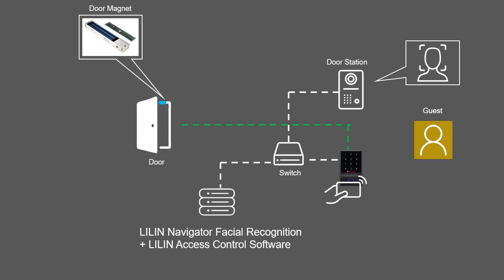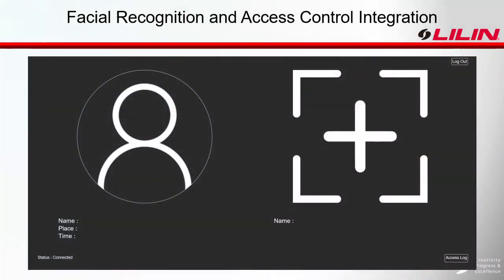So this is the page we designed for the access control. We want to make it very easy for our customer because everything is visual. So visual people, you see, on the left side is the picture from the access control database. On the right side is the picture taken from the facial recognition system.